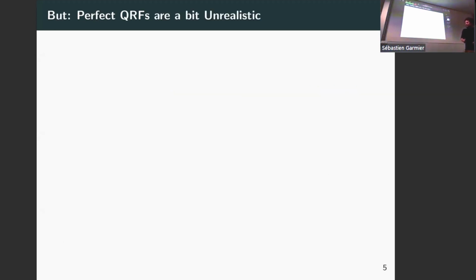Now, as I've also said before, perfect quantum reference frames, or in general, perfect frames, even classical frames, are not very realistic. Let me give you a few explicit examples why for quantum reference frames this is particularly so. Okay. I think I'm slightly quicker than I'm used to, so that's good. I can slow down a bit.